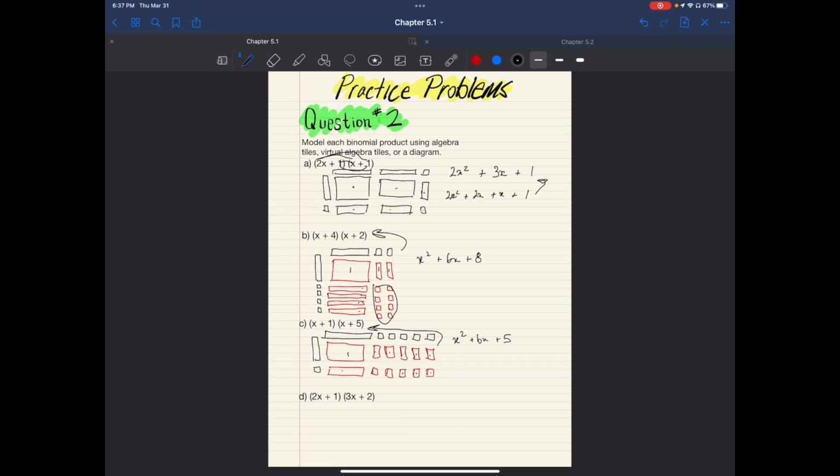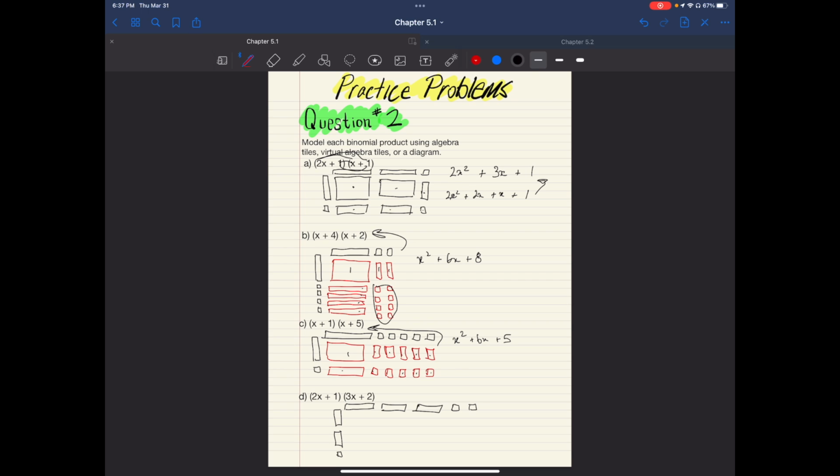Moving on to D. We'll do 3x across the top. We'll start with that. So 1, 2, 3, and then 2. And we'll do 2x down the side, 2x, and then the single square. Sorry, my drawing, I know, is not the best.